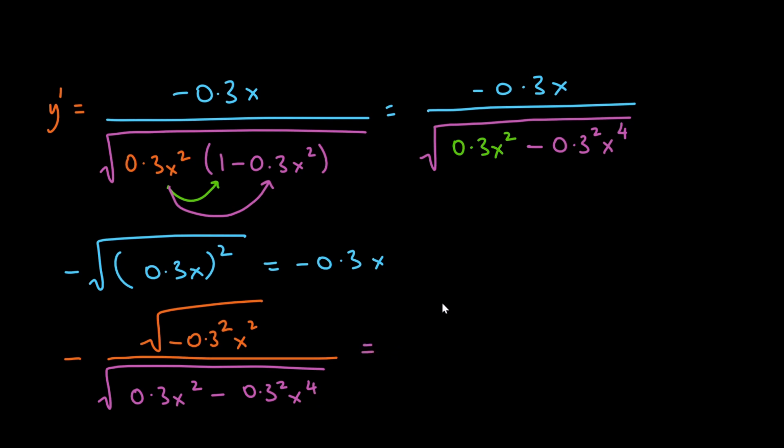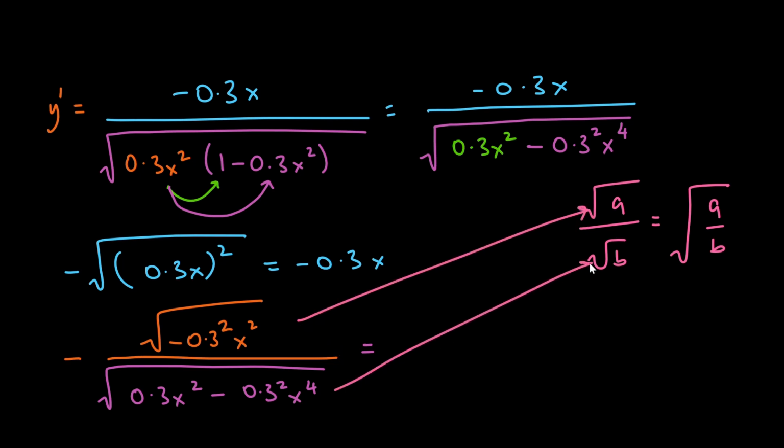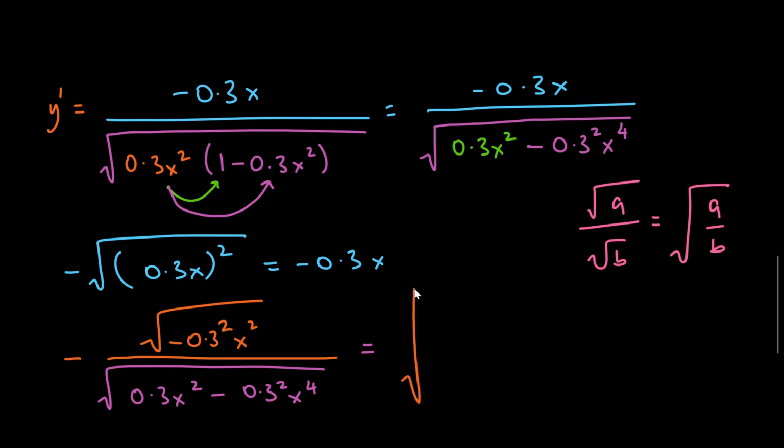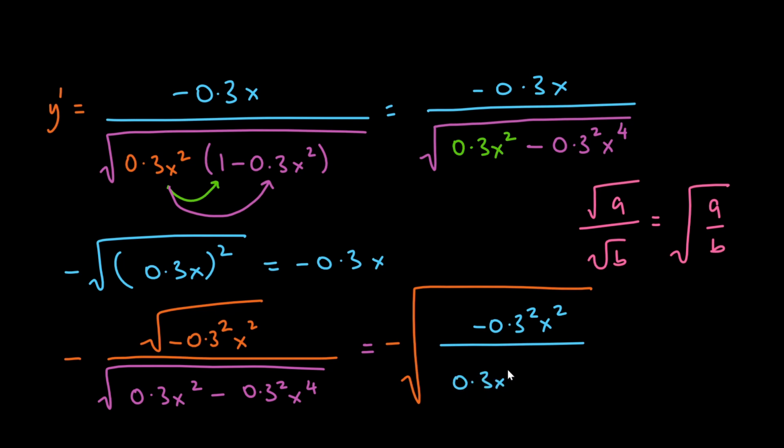This is equal to, and now we use the second root law I was talking about earlier. The square root of a divided by the square root of b is equal to the square root of a divided by b, where a is this and b is this. So alright, I'll put the negative outside. I will write this in blue. Negative 0.3 squared x squared, and the denominator is 0.3 x squared minus 0.3 squared x raised to 4.